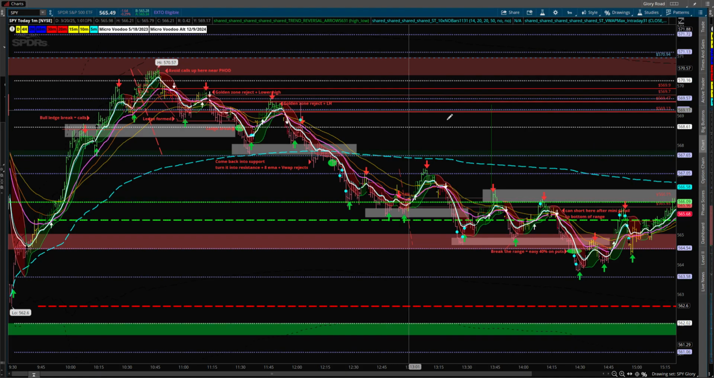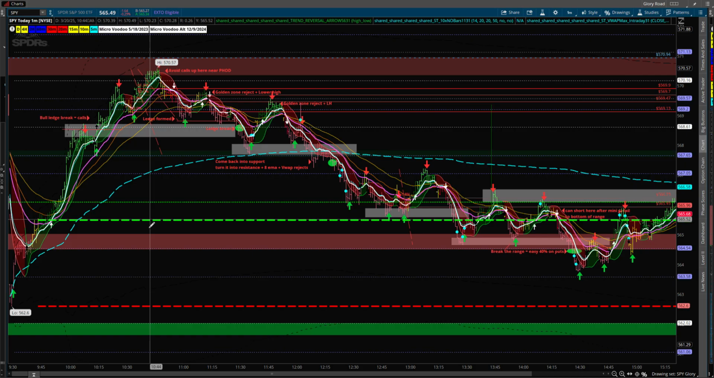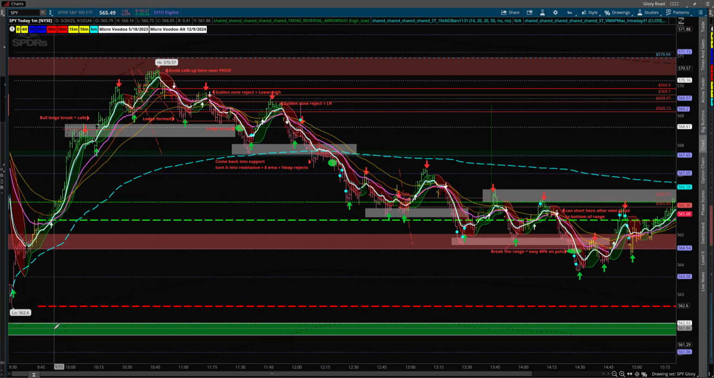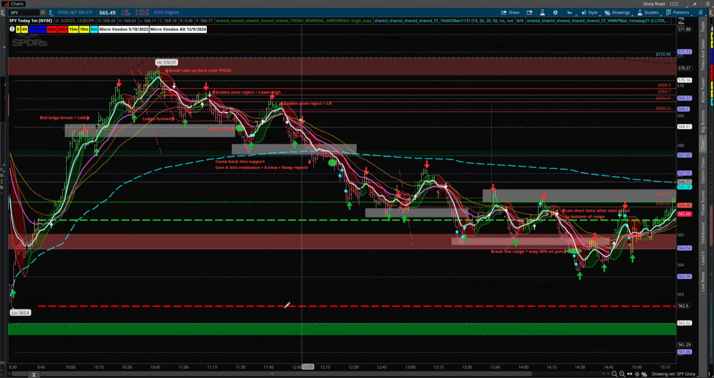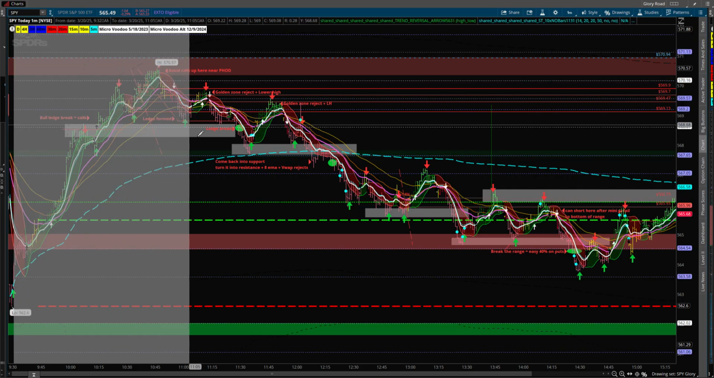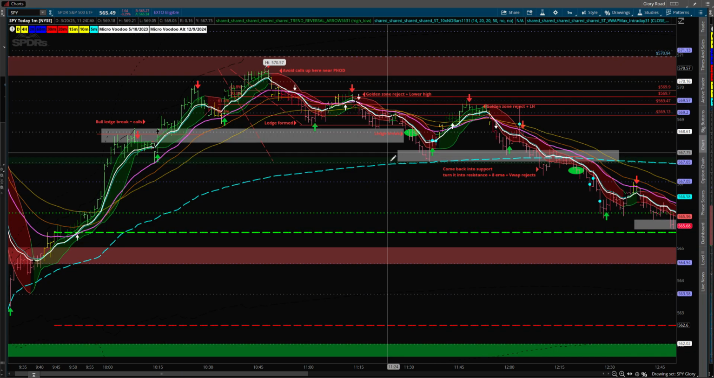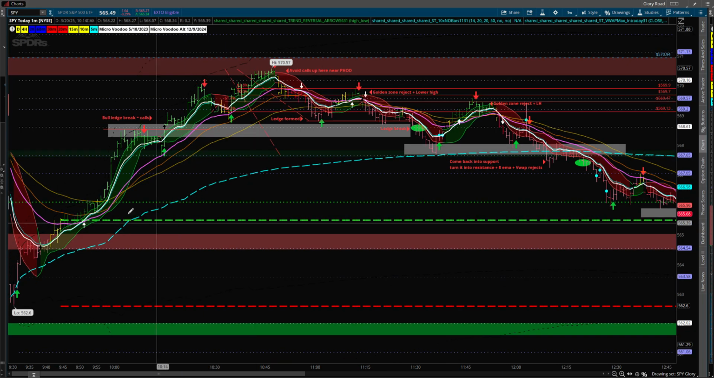Alright guys, I just want to make a quick 5-minute video running through the things I look at. I'm going to go through SPY and the setups I played today. White is the 8 EMA, pink is the 21 EMA, orange is the 30, this is the 50. We start off the day, I wasn't here for the beginning, just kind of shooting up.